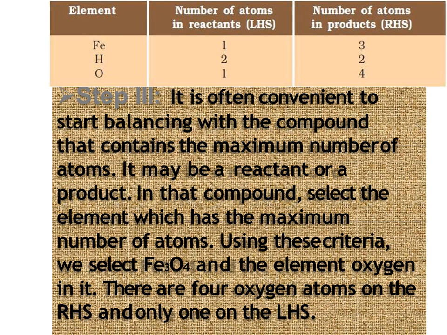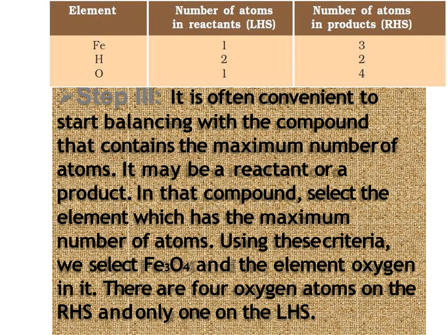In step number 3, it is often convenient to start balancing with the element having the maximum number of atoms. Then you have to see which element is having the maximum number of atoms in the equation. You can start with the right hand side or left hand side. It's a simple way. As you can see in the reaction or in the table, oxygen is having 4 atoms on the right hand side, so start balancing with the oxygen.